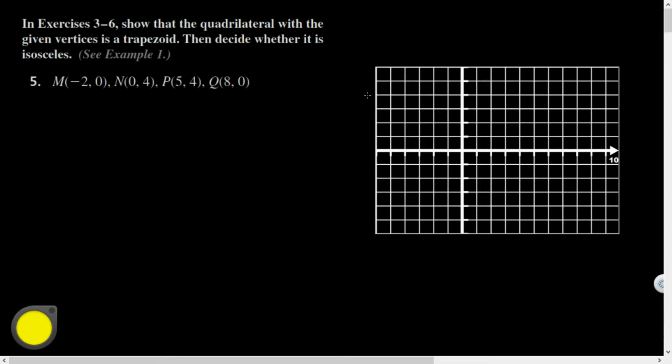We are going over section 7.5, going over some of the homework problems. We were talking about trapezoids and kites. It says, show that the quadrilateral with the given vertices is a trapezoid. So let's plot some points real quick. You guys are expert point plotters.